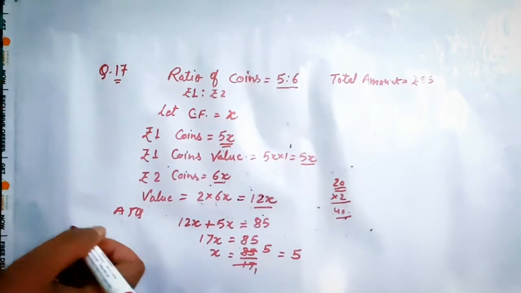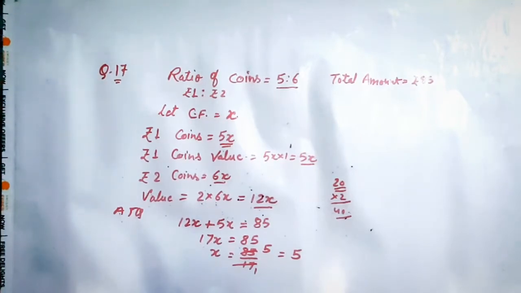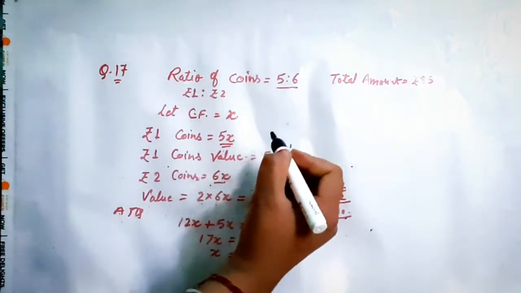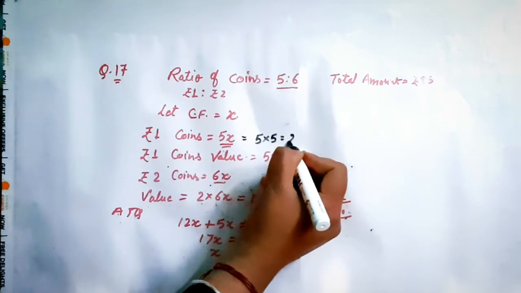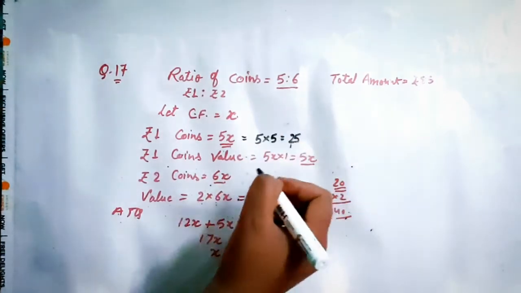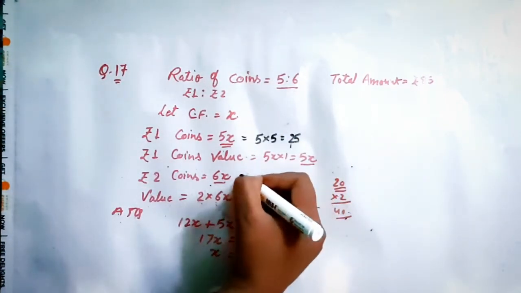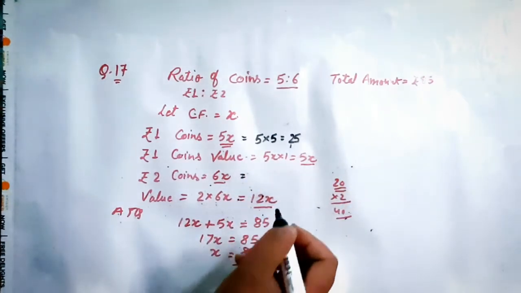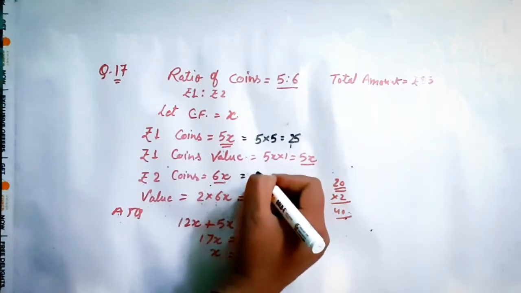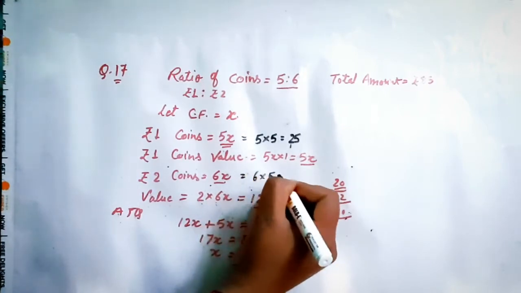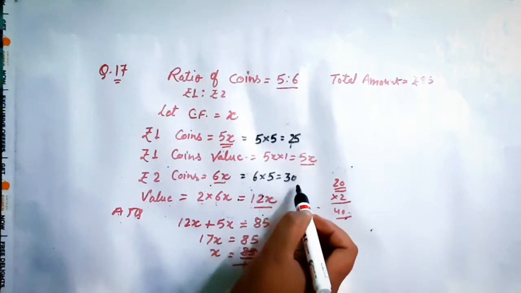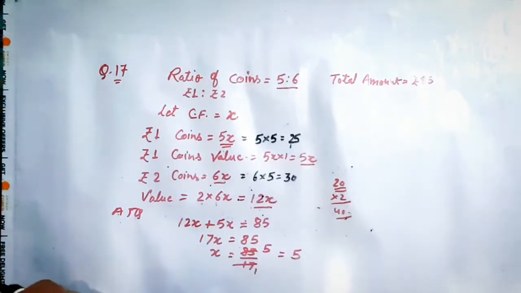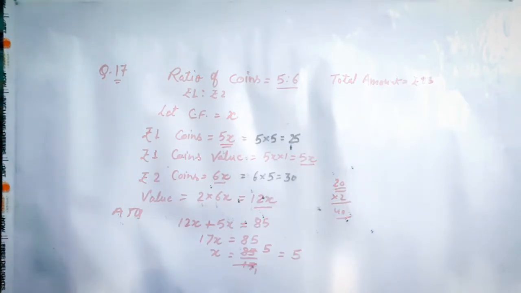Means the number of rupees 1 coins is 5 into 5, which is equal to 25. And the number of 2 rupee coins will be 6 into 5, which is equal to 30. And the total amount will be 30 twos are 60 rupees, and 60 plus 25 is 85 rupees. Hence it is correct. Let us discuss the last question also.